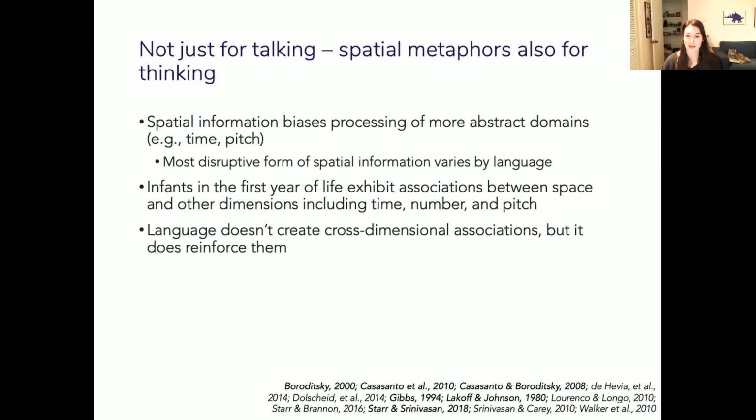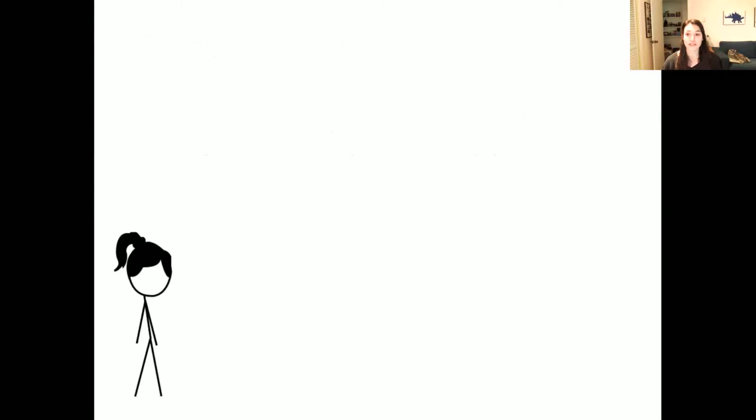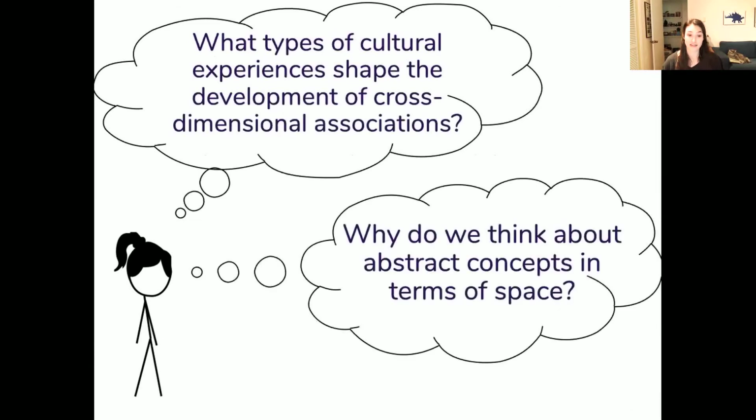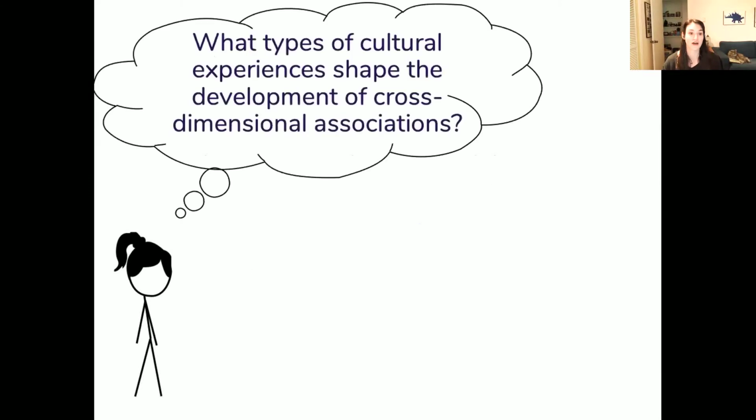So today I'm going to be talking about space-time associations as a case study of how we can use space to reason about abstract concepts. And there are really two big questions that I'm interested in. One is about the types of cultural experiences that shape the development of these cross-dimensional associations. And the other is about why we use space to think about abstract concepts. I'm going to start with this first question. What are the types of cultural experiences that shape cross-dimensional associations?